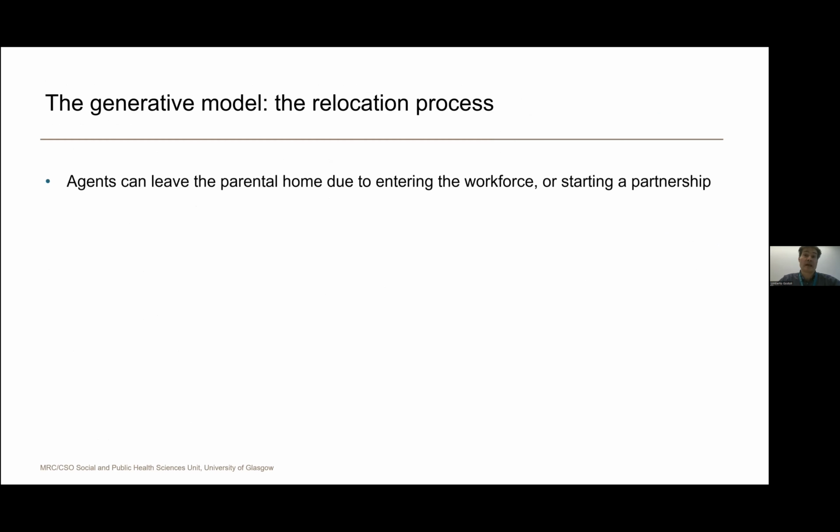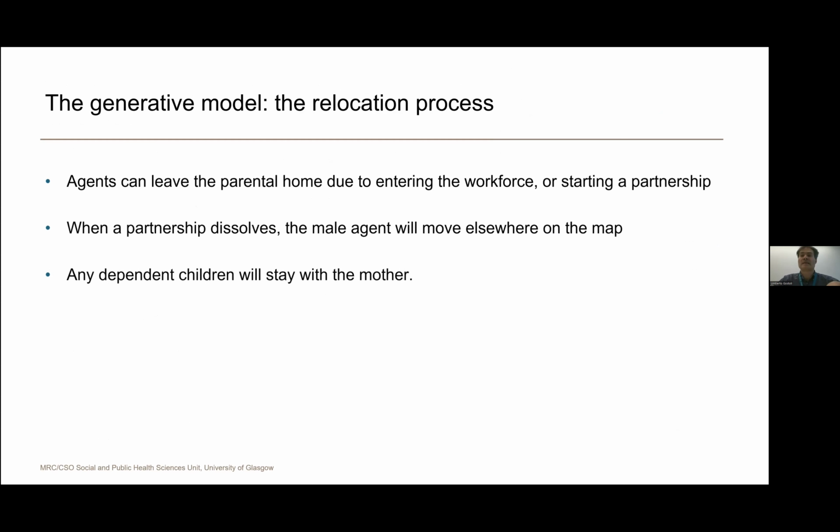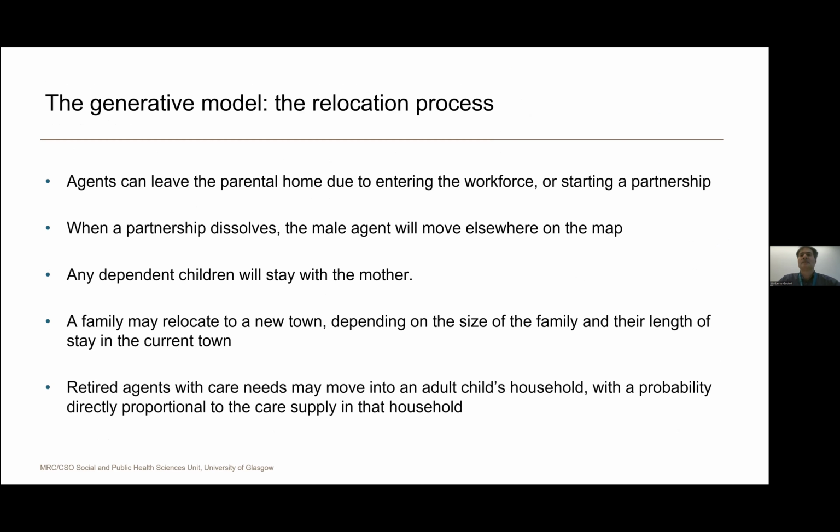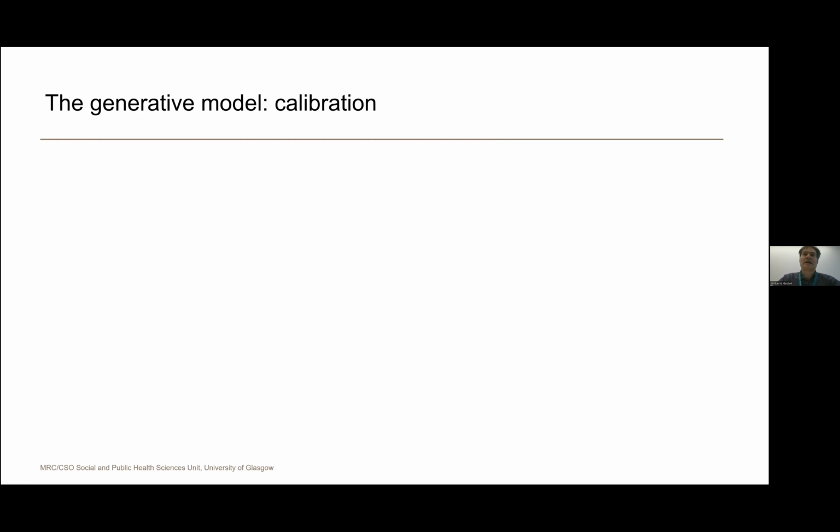Then in the model we also have a relocation process. Agents leave their parental home due to entering the workforce or starting a partnership. When a partnership dissolves, the male agent moves elsewhere, and dependent children stay. We assume they stay with the mother. A family may relocate to another town depending on the size of the family and the length of their stay in their current town. Retired agents with care needs may move into an adult child's household with probability proportional to the care supplied by that household.